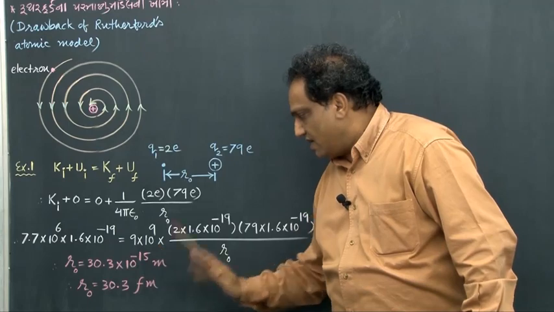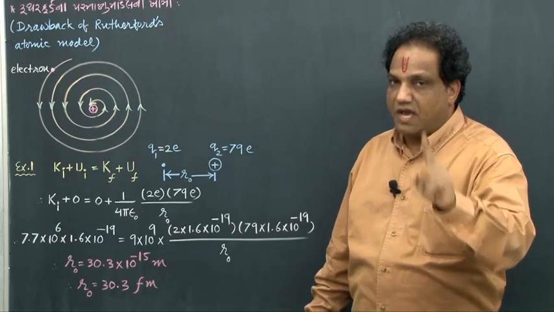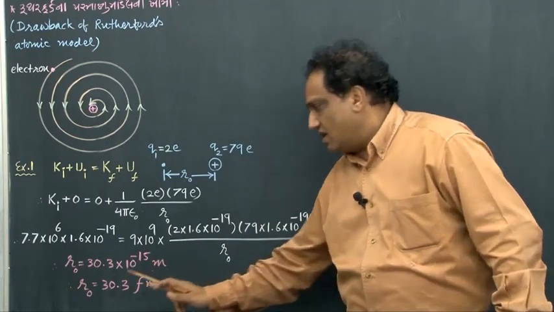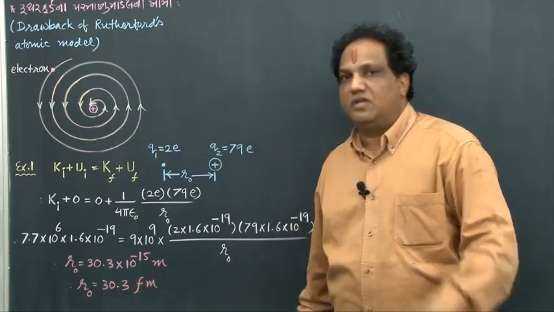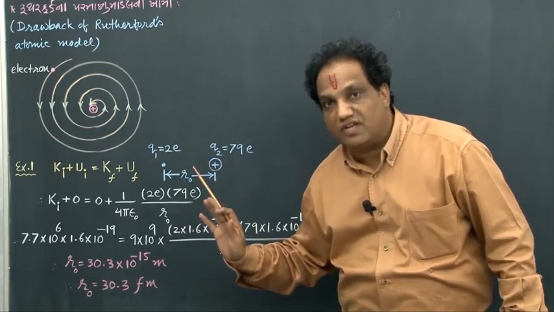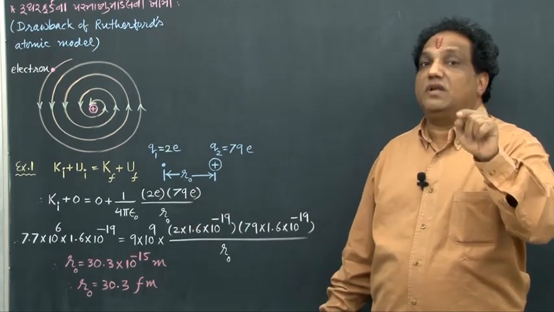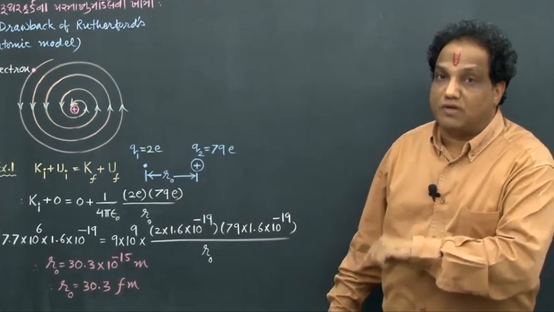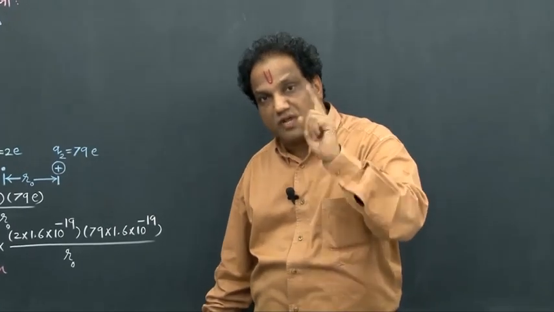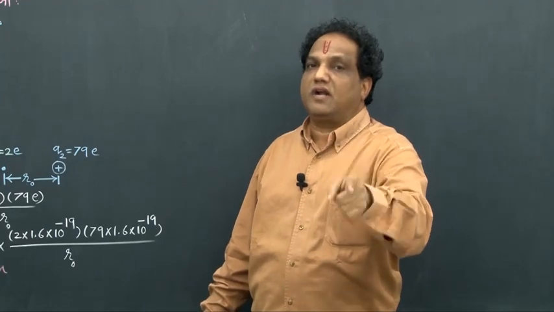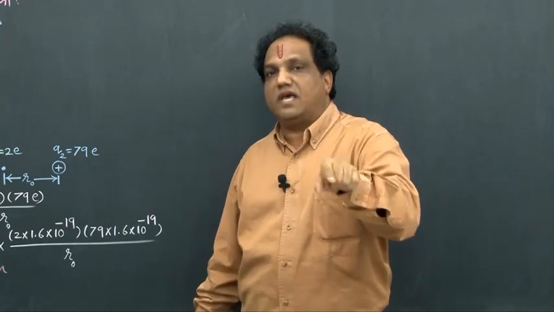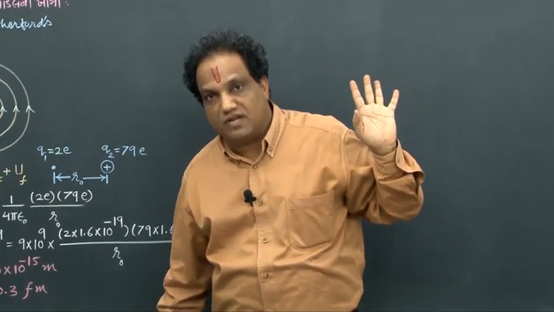But 10 raised to minus 15 meter is known as 1 Fermi, and the symbol of Fermi is small f m, or you may say it is 30.3 femtometer. Don't you know femto? Femto means 10 raised to minus 15. Deci, centi, milli, micro, nano, pico, femto, atto, zepto, yocto, respectively 10 raised to minus 1, minus 2, minus 3, minus 6, minus 9, minus 12, minus 15, minus 18, minus 21, minus 24. In that, femto means 10 raised to minus 15. Got it?